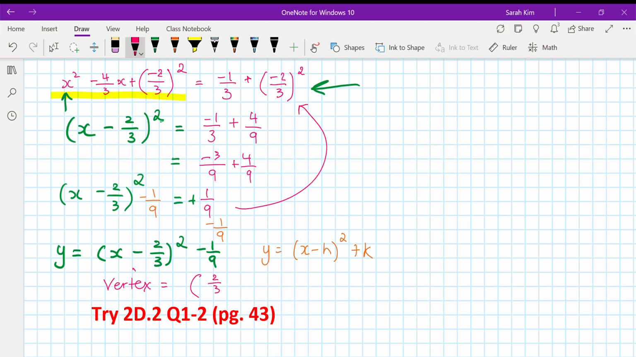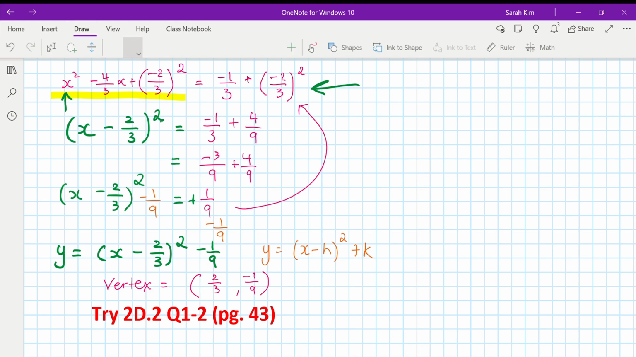It's a minus 2 over 3, so you just write the opposite sign of it, which is a positive. What's my k value? Negative 1 over 9. That one doesn't change, you just write it down. So we found the vertex, put a little box around it, because that fact we want to use later on to draw a graph with it.